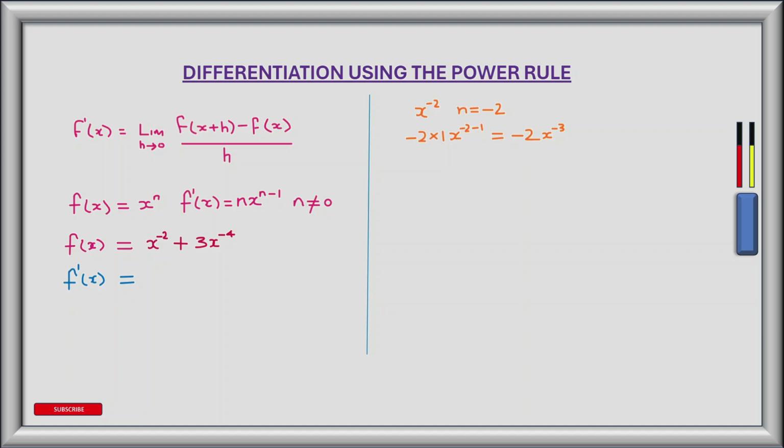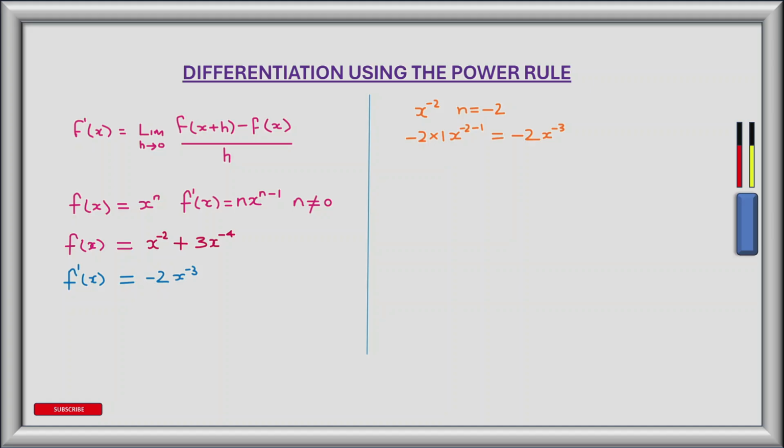So if we think of x to the power of minus 2 as having a coefficient of 1, we multiply the coefficient by n. So we get minus 2 times 1 multiplied by x. And this time we decrement the power by 1. So the power is minus 2, so if we subtract 1 from minus 2, we get minus 3. So if we put the whole thing together, we get minus 2 times 1, which is minus 2, multiplied by x to the power of minus 3.